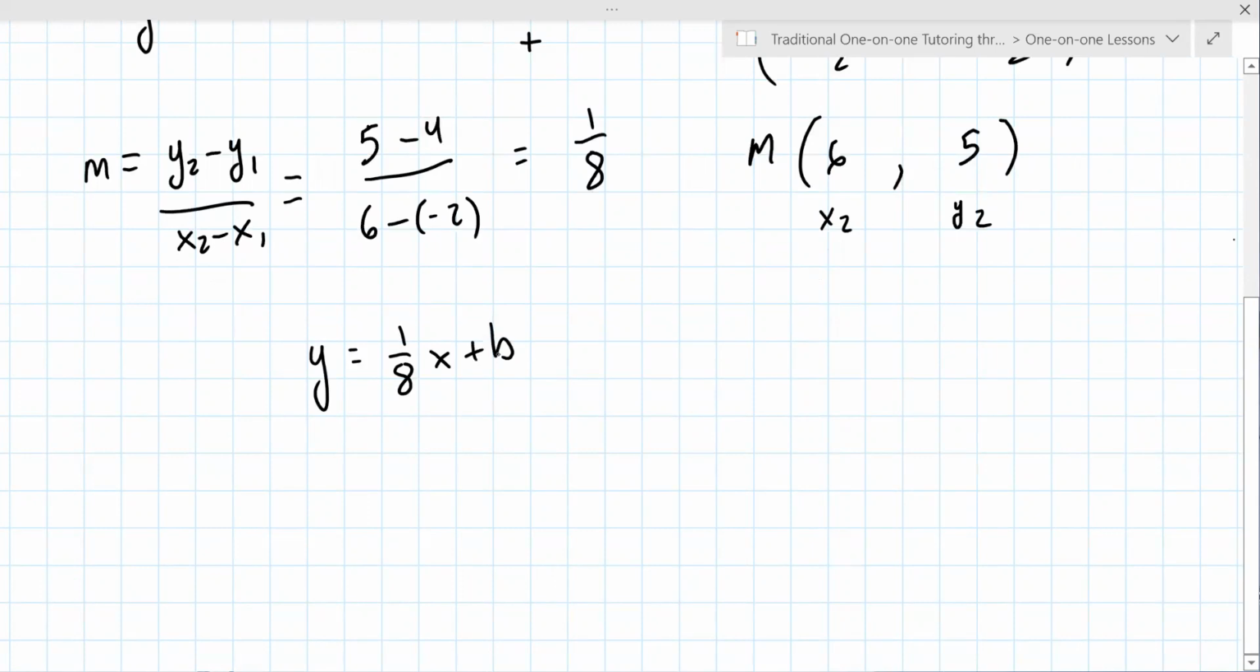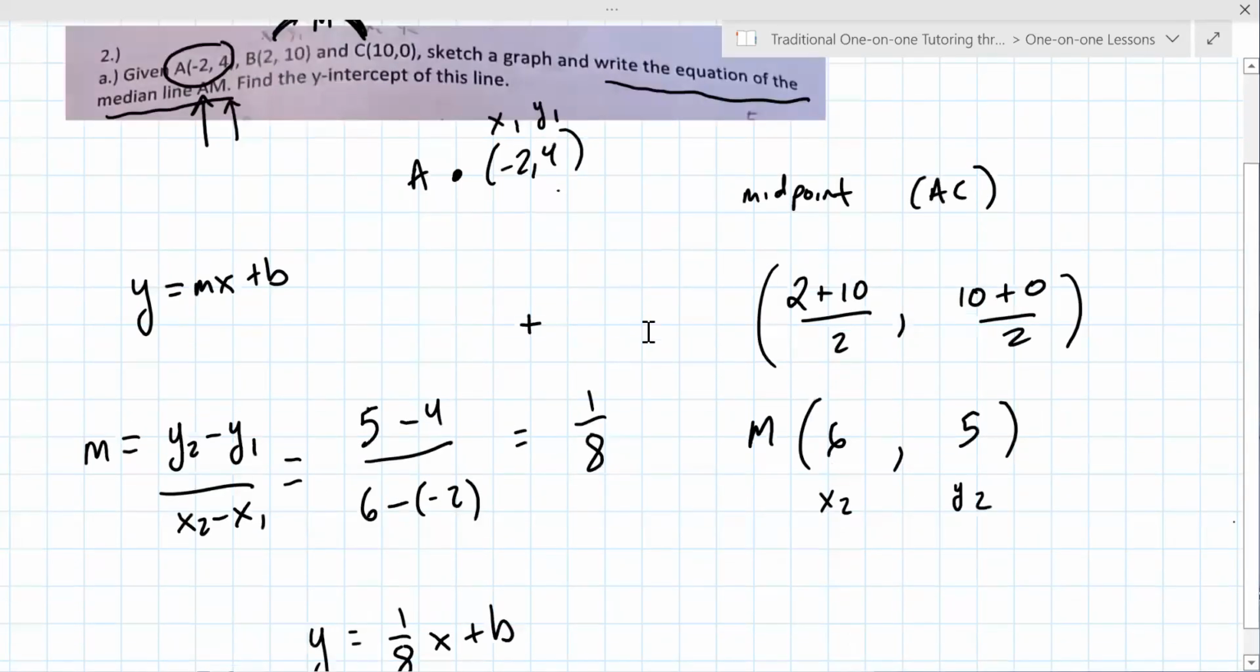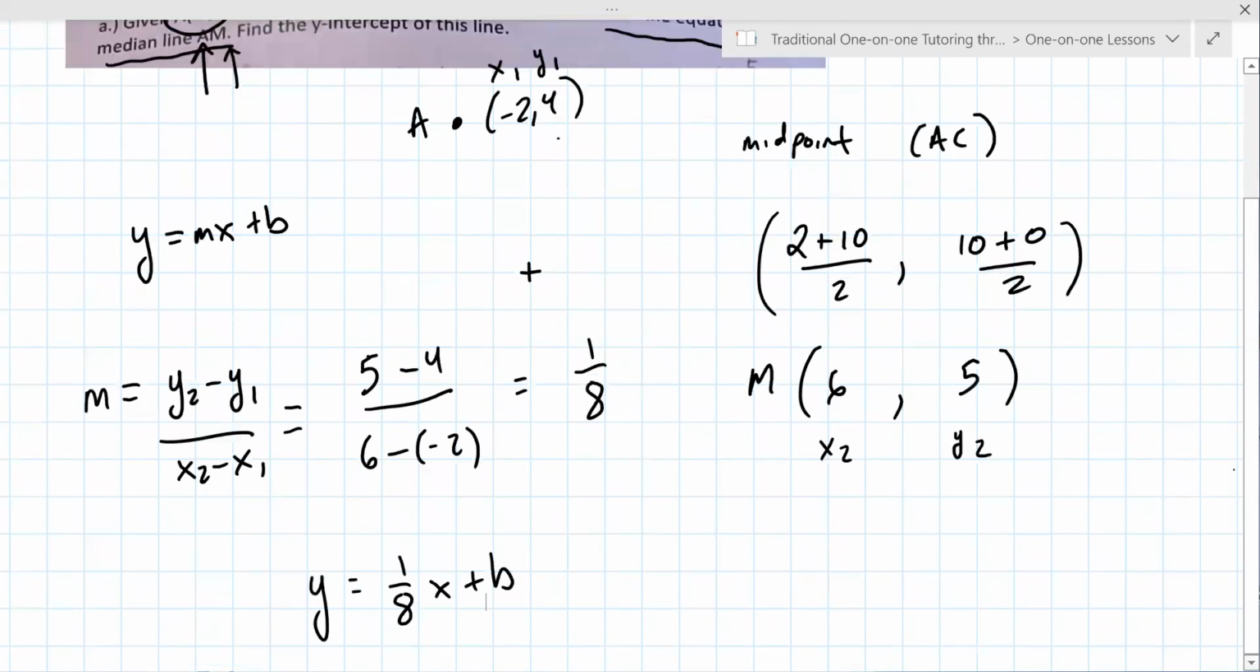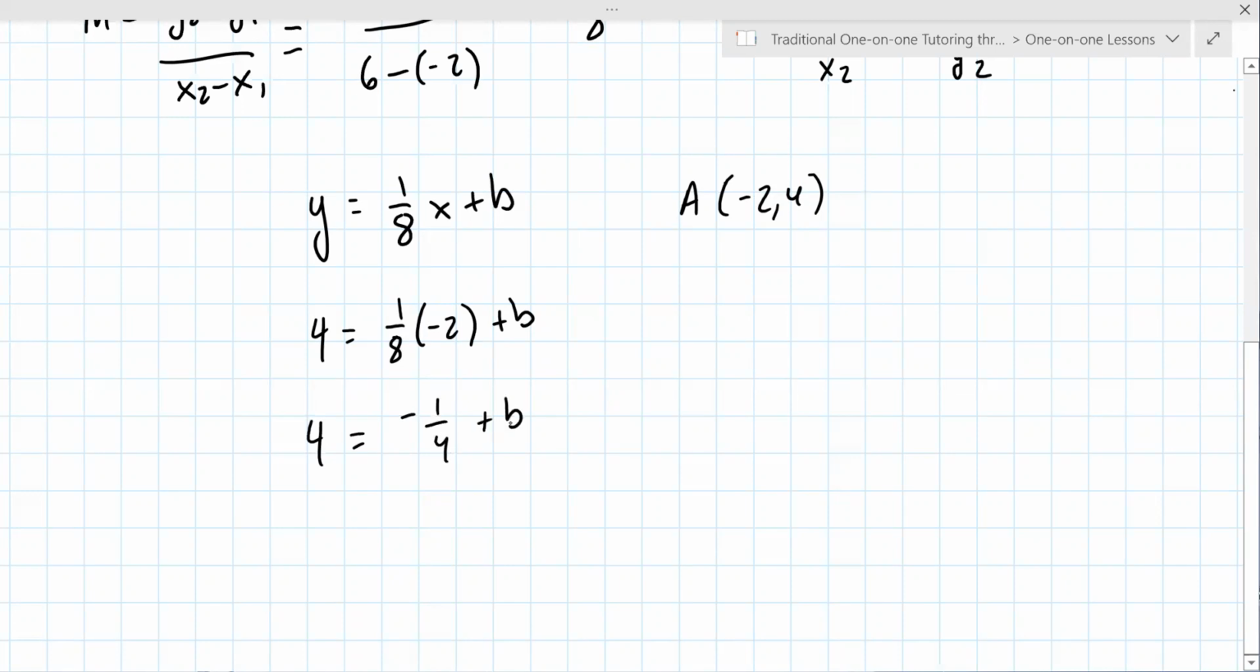Would I use point A again? Yeah, you can use either A or M. You can use either point. All right, I'll just use A again. So that's minus 2 and 4. So 4 equals 1/8 times minus 2 plus b, and that would get you 4 equals minus 2/8 plus b.